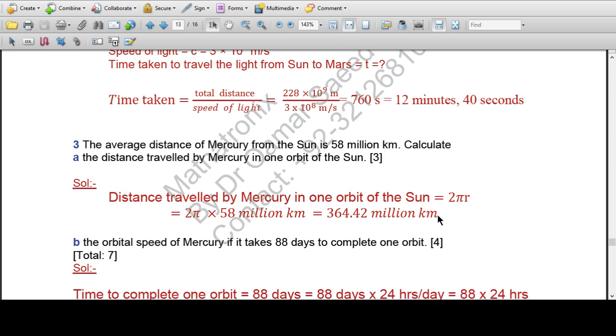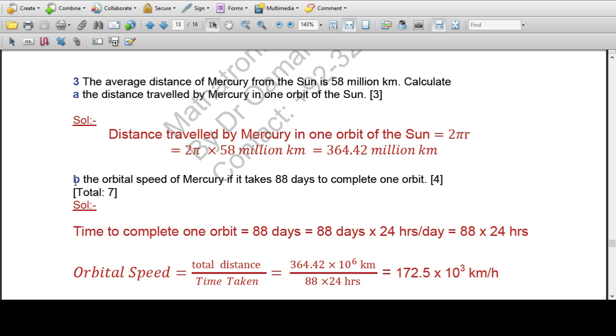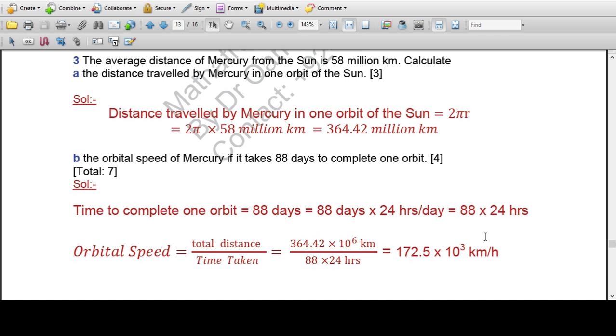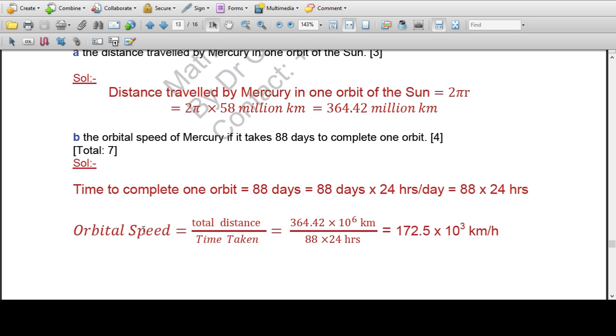which is obtained as 364.42 million kilometers. Now in part B, the orbital speed of Mercury, if it takes 88 days to complete one orbit. The time to complete one orbit is 88 days, so this is 88 days into 24 hours per day, and we have obtained this. The orbital speed is the total distance, the orbiting distance, 364.42 million kilometers from part A, divided by the time to complete one orbit, 88 into 24 hours.